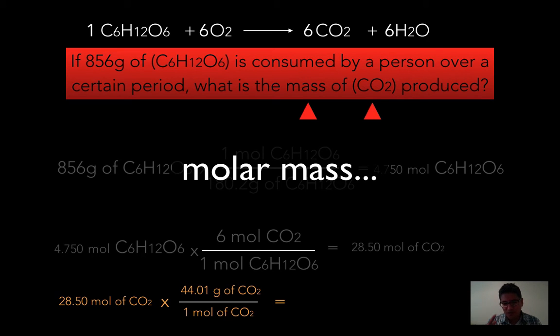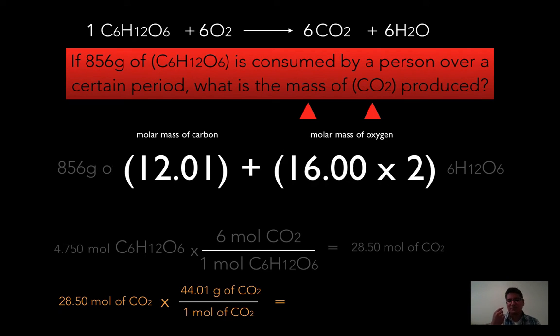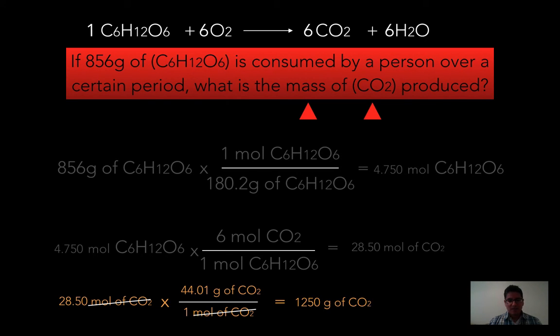So for 1 mole of carbon dioxide, my molar mass will be 44.01, right? So that's my carbon molar mass, plus my oxygen molar mass times 2, because there are 2 oxygen atoms in carbon dioxide, and it all adds up to 44.01 times 28.50. My moles unit cancels out, and my math gives me 1,250 grams of CO2, or in scientific notation, 1.25 times 10 to the third grams of CO2.